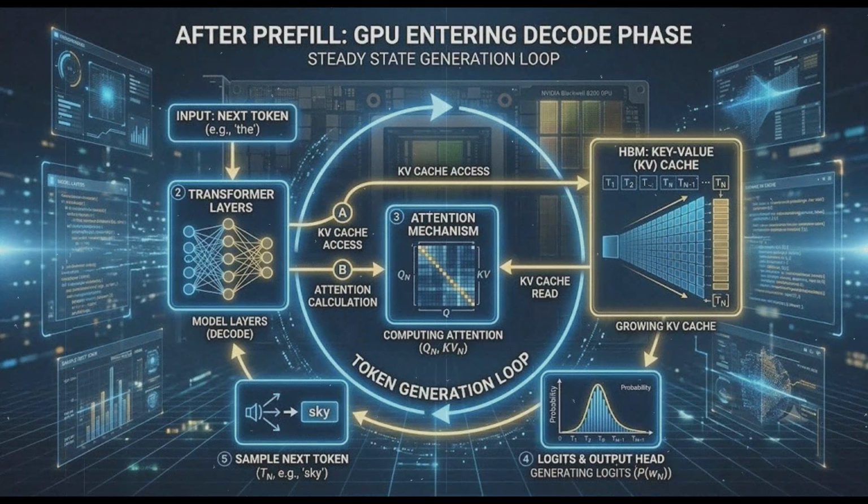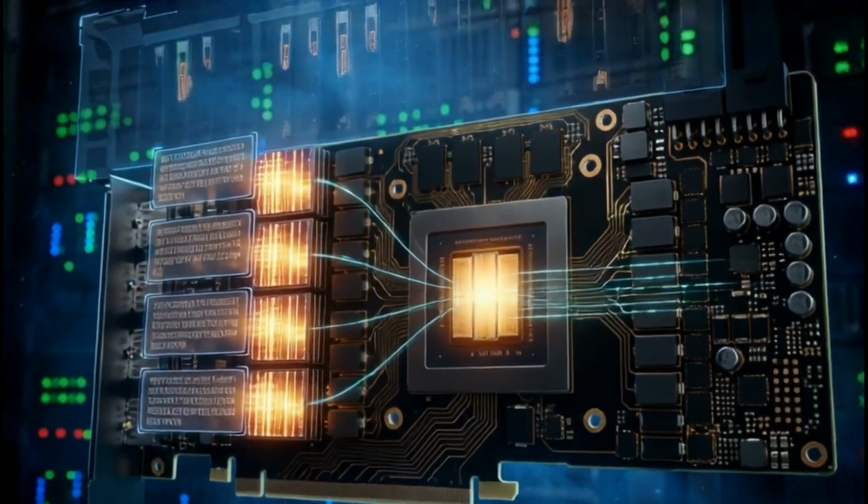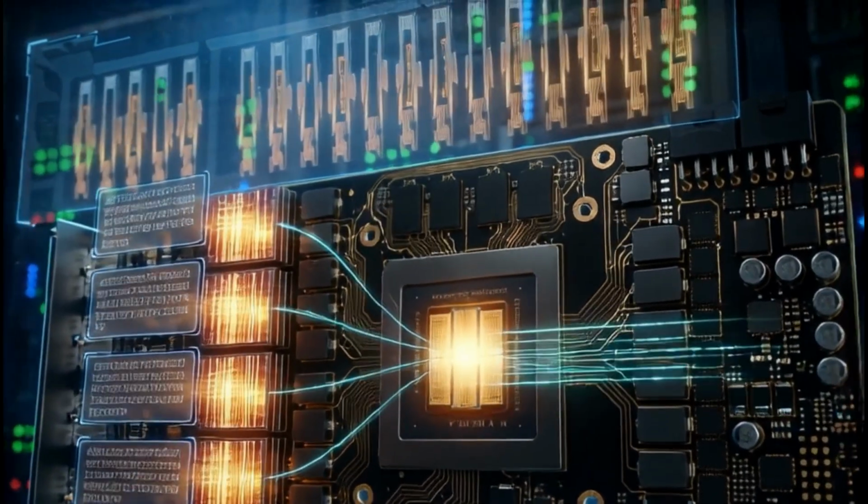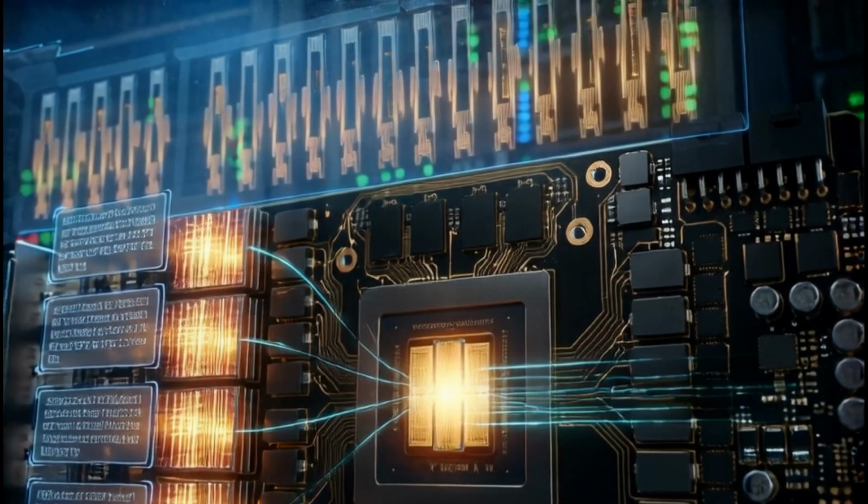After prefill, the system enters the decode phase. This is the steady-state generation loop. The model generates one token at a time. Each new token requires a full forward pass through the network. It also requires reading and updating the KV cache. The KV cache stores previous attention states, so the model does not recompute everything from scratch. This cache grows as the conversation length increases. It becomes a major consumer of VRAM over time.